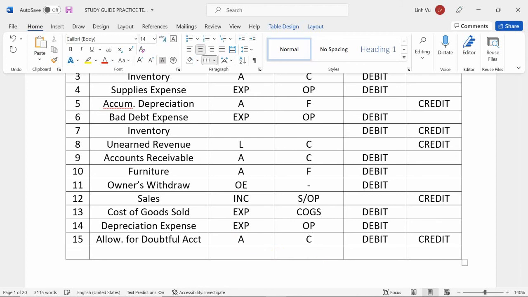Current. Yes. Now, same thing here. Now, what's the normal balance of the allowance for doubtful accounts? Credit. Yes. Okay. Now, where does this account come from? From bad debt, or from accounts receivable. Correct. This is another example of a contra account, right?